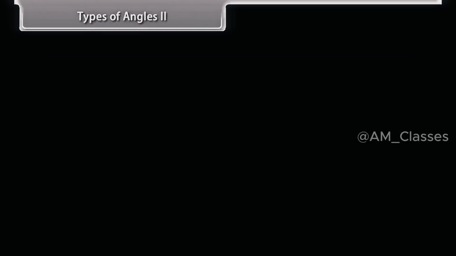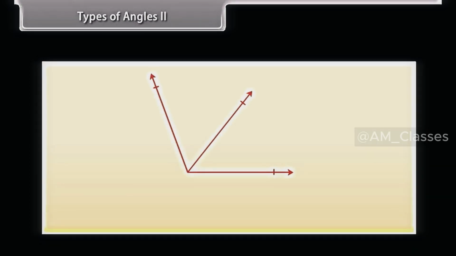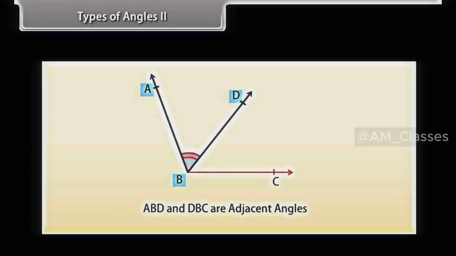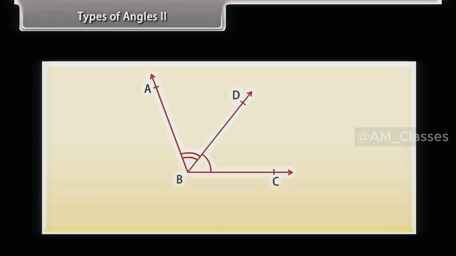Types of angles. Another question for you. What do we call those angles which have a common vertex, a common arm, and their non-common arms are on different sides of the common arm? They are called adjacent angles. Here ABD and DBC are adjacent angles. Ray BD is their common arm and point B is their common vertex. Ray BA and Ray BC are non-common arms.